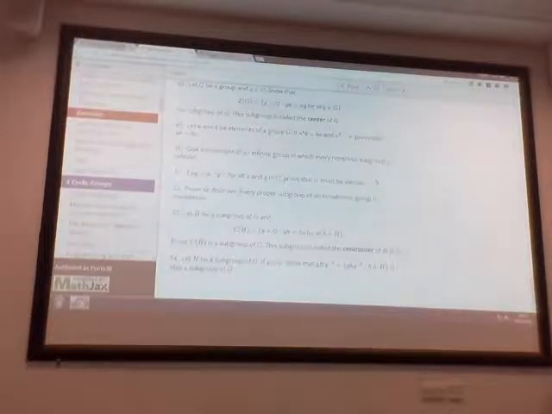So that's going to use the string representation. What do you think of string representation?